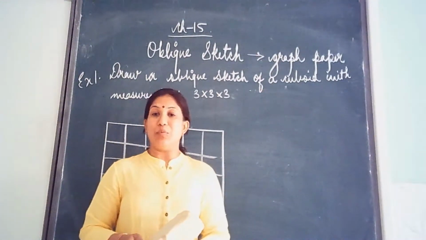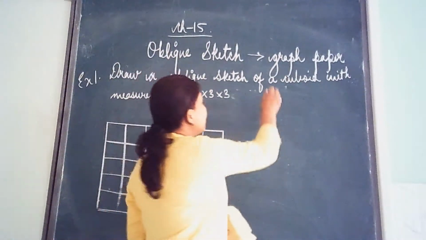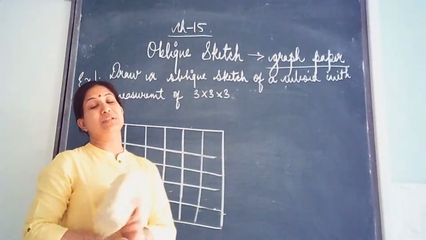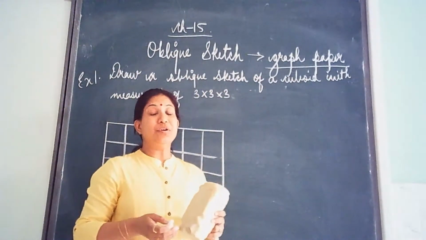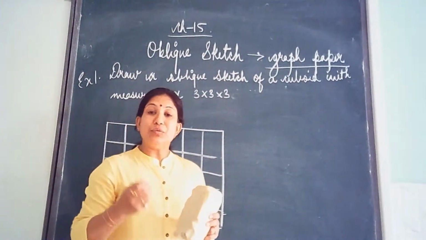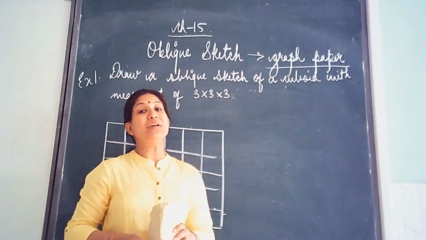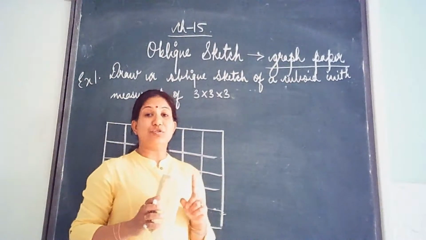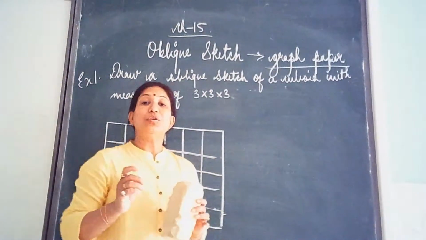When we talk about oblique sketches, you should know that these types of sketches are drawn on graph paper. You take a graph sheet and on that sheet we draw the sketches. After getting the output, we will discuss the difference between the two types of sketches, oblique sketch and isometric sketch. Oblique sketches are drawn on graph paper and isometric sketches are drawn on dot sheets.